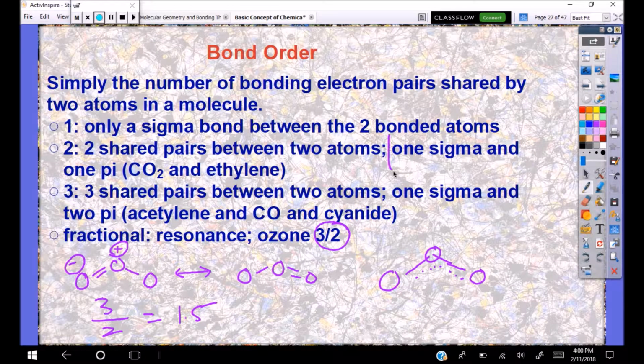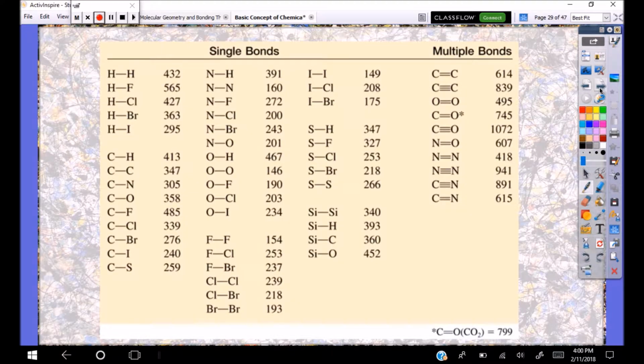So that's where we're getting the 1 sigma and 1 pi for a double bond, and then 2 pi and 1 sigma for a triple bond. Okay, but pi bonds are typically a little bit weaker than a sigma bond. It's just when we go to break a double bond, we've got the combination of a sigma and a pi. When we go to break a triple bond, we've got the combination of a sigma and 2 pi bonds. So it's a little bit harder to break the attraction of both.